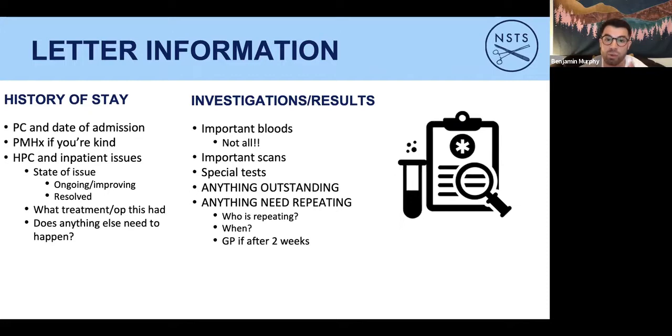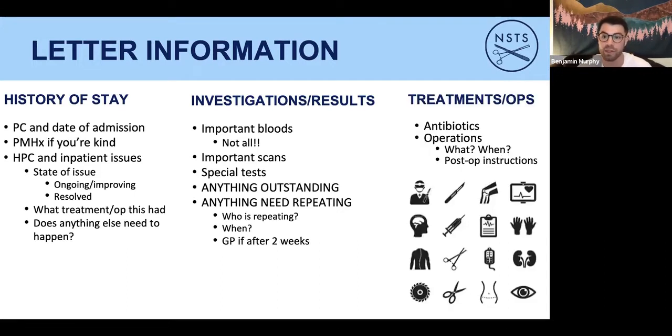Generally, if it's after 2 weeks, it's fine to ask the GP to do things. But if you're asking the GPs to do bloods within a week, it's not feasible. Sometimes the GPs won't see the letter for ages, so it's not very safe to leave that up to the GP. And then in the treatment section, clearly state what they had done, and what date.